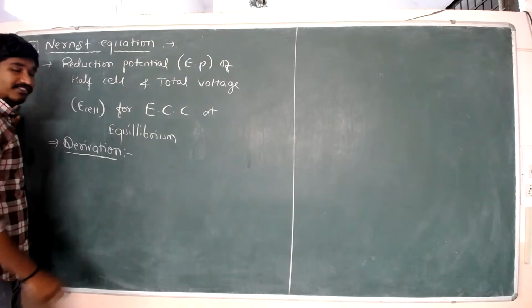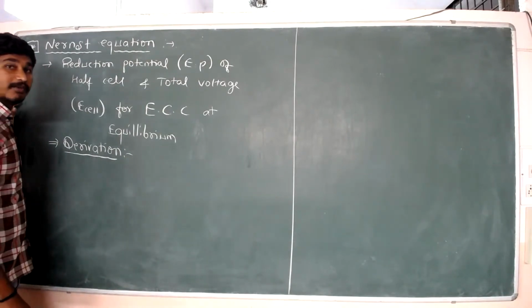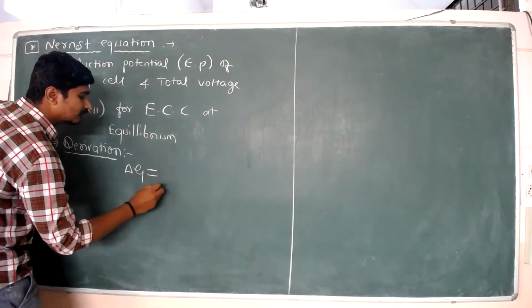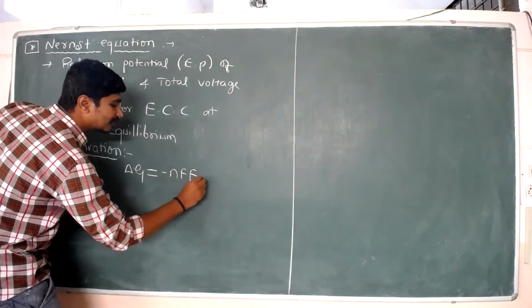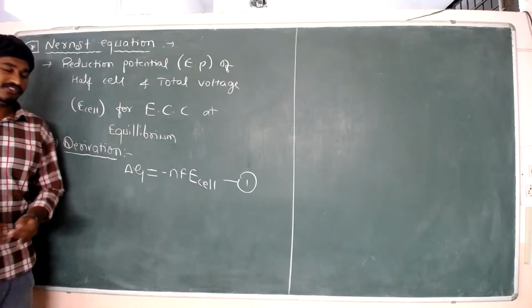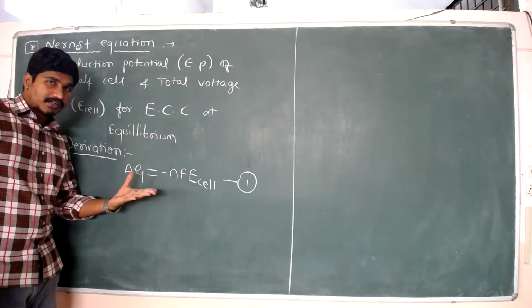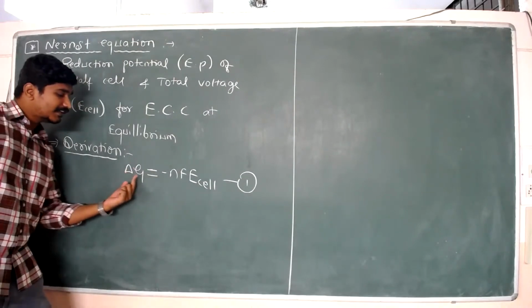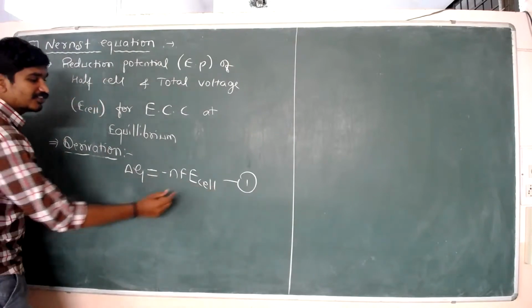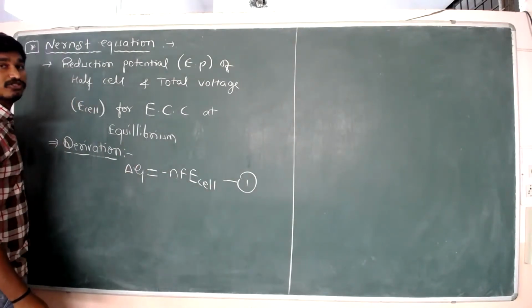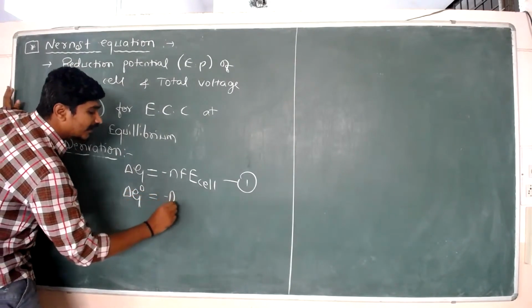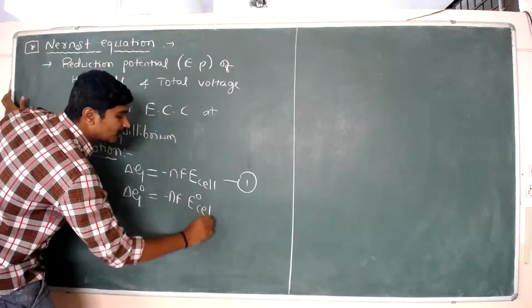In the first year, for PUC, we have studied the equilibrium and thermodynamics chapters. In that, we have studied that delta G, the change in Gibbs energy, is equal to minus nF E cell. I am calling this equation 1. If the concentration of the solution is exactly 1, then it will become standard, that is delta G naught is equal to minus nF E naught of cell.